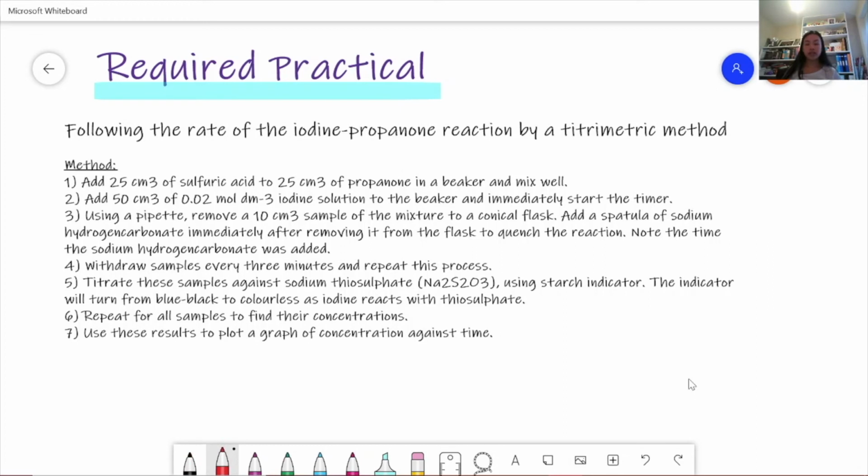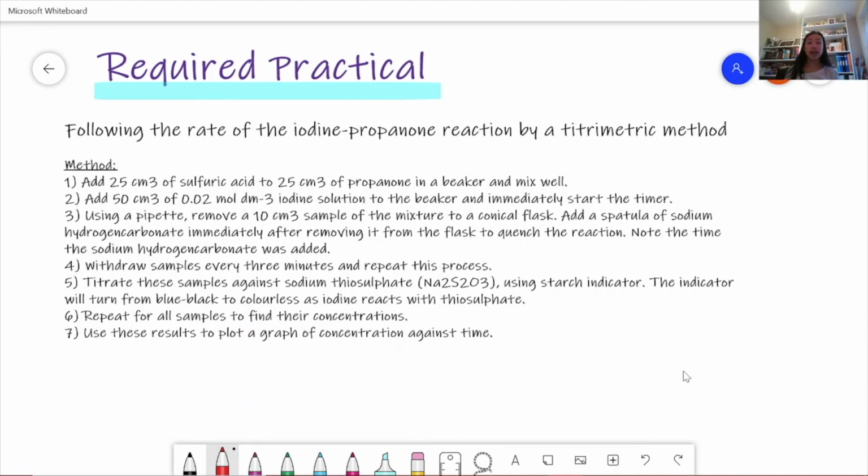We also use a large excess of both propanone and sulfuric acid, and this is so that their concentrations remain effectively constant during the reaction. So this allows us to measure the influence of iodine alone on the rate of reaction.